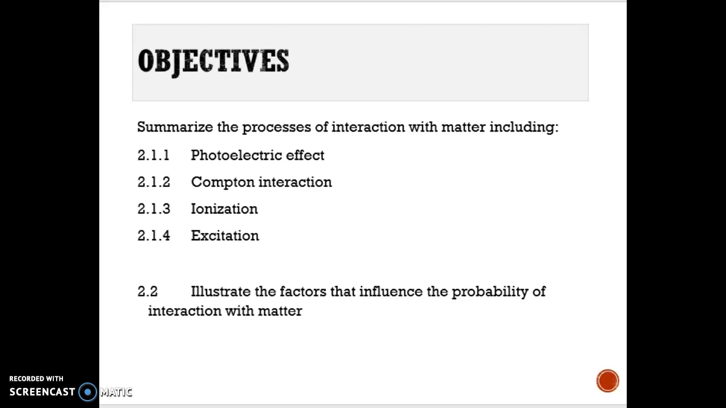The objectives for this unit include a summary of photoelectric effect, Compton interaction, ionization, excitation, and any factors that influence the probability of these interactions occurring with matter. I'm sure that you've learned about these concepts and processes in other courses as well, but this is a good review and it drives the message home.